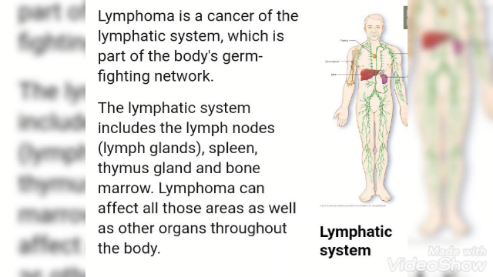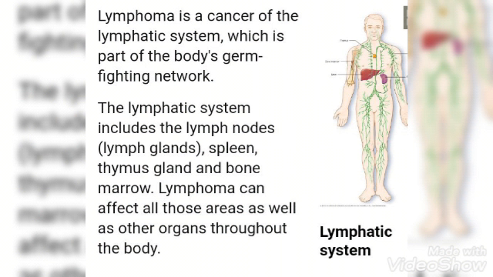Last time we took an idea of what lymphoma is. Lymphoma is a cancer of the lymphatic system, which is part of the body's germ fighting network. The lymphatic system includes the lymph nodes, lymph glands, spleen, thymus gland and bone marrow. Lymphoma can affect all those areas as well as other organs throughout the body.